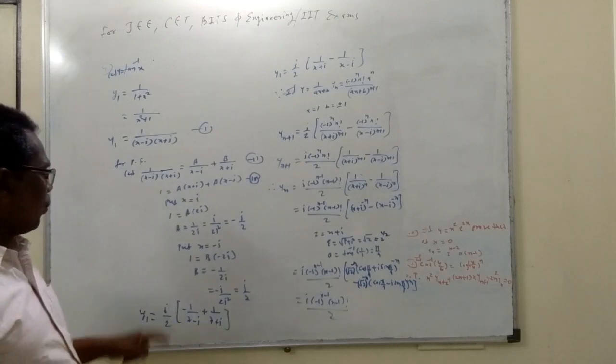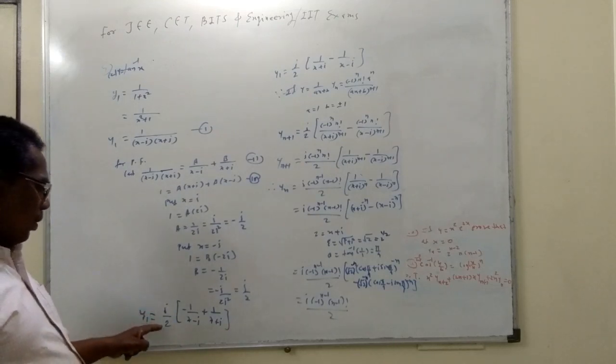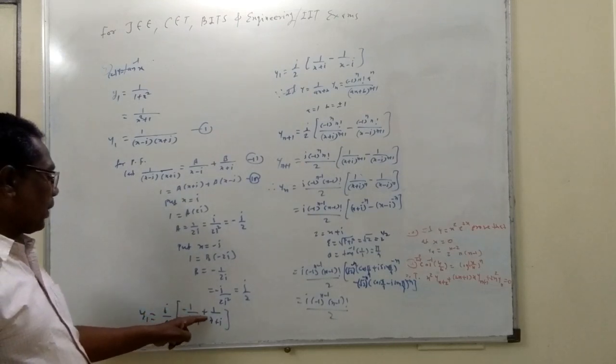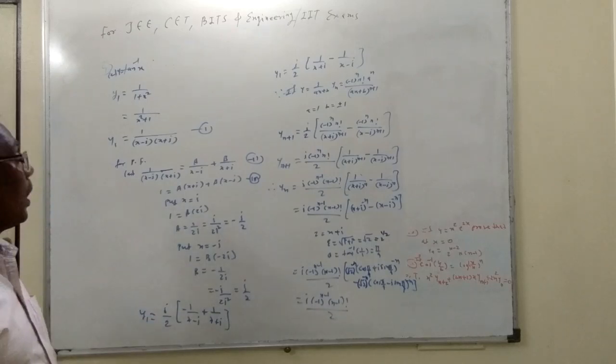So y1 is equal to, now i by 2 we take common outside, so minus 1 upon x minus i plus 1 upon x plus i.